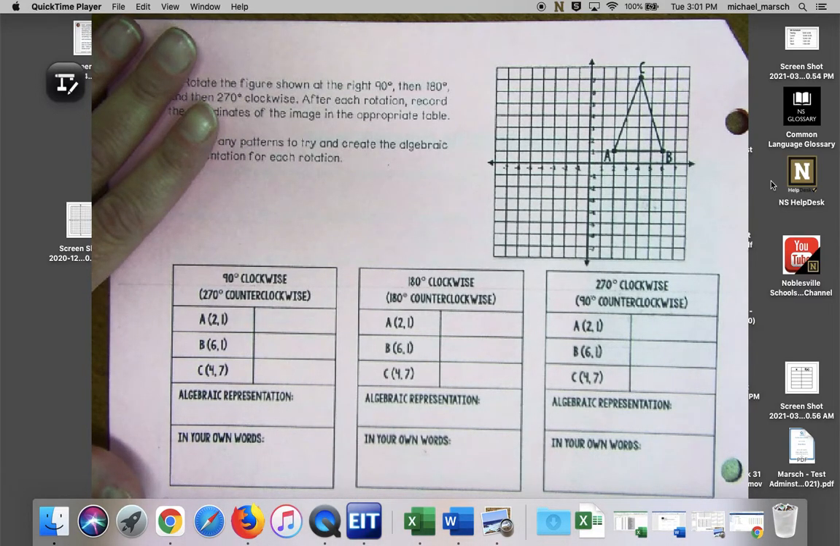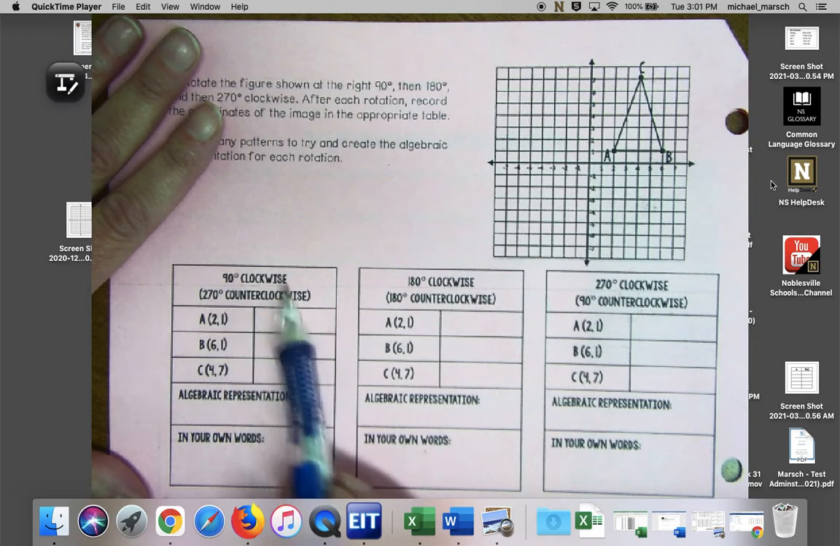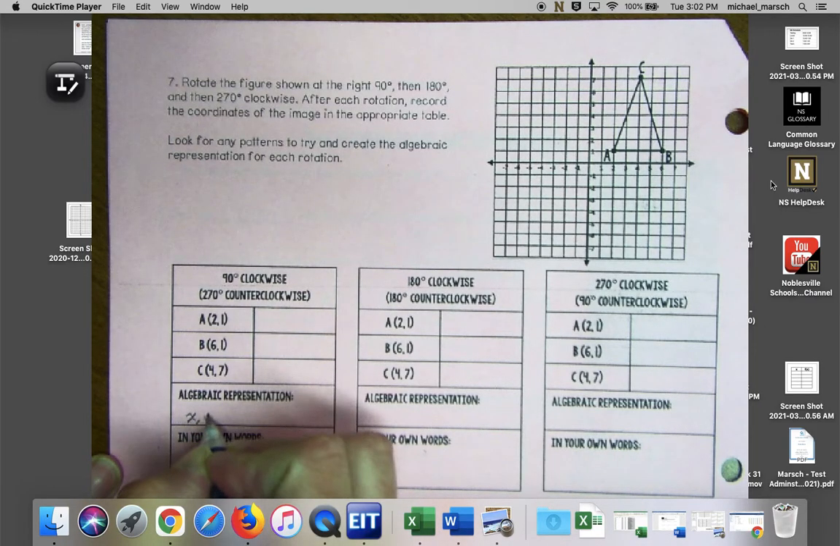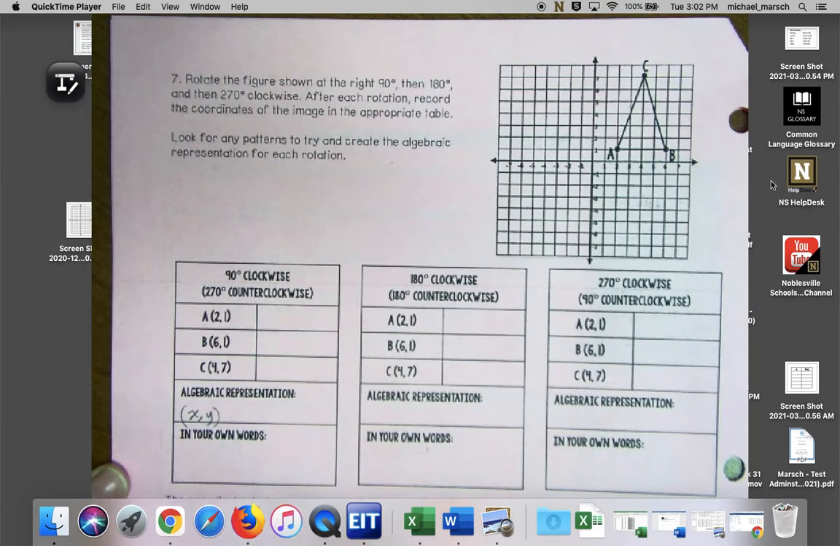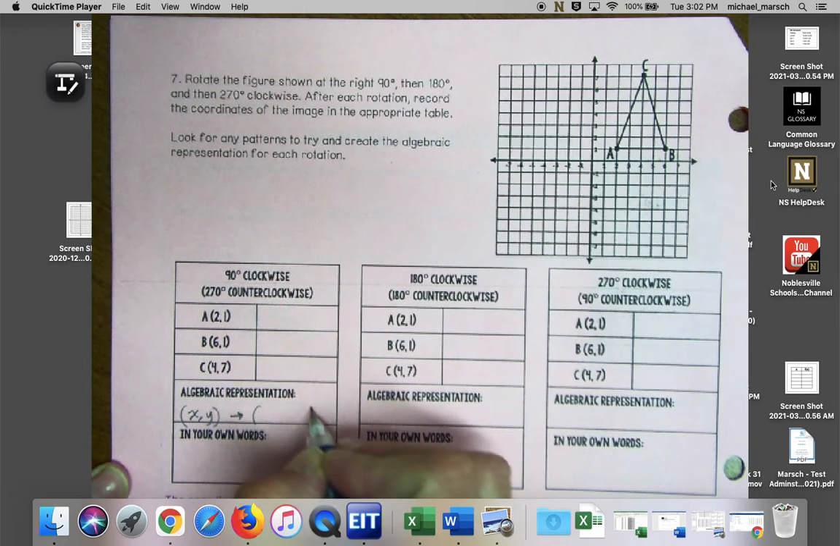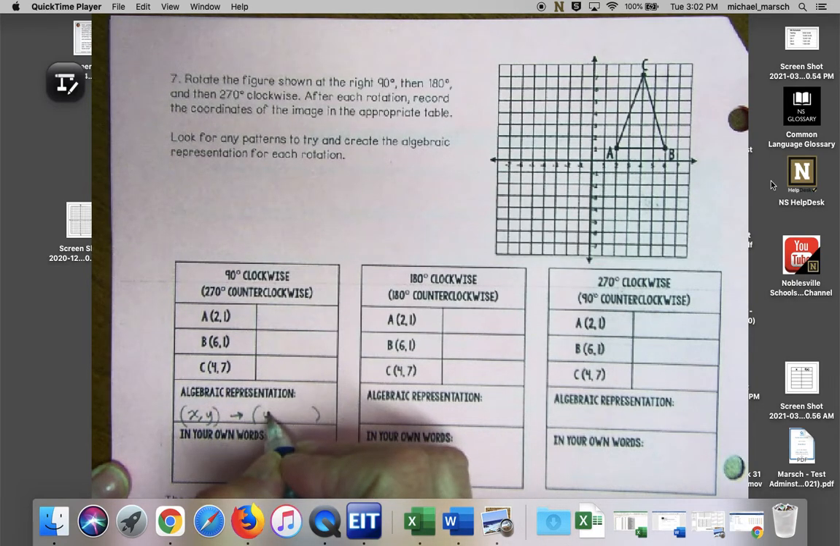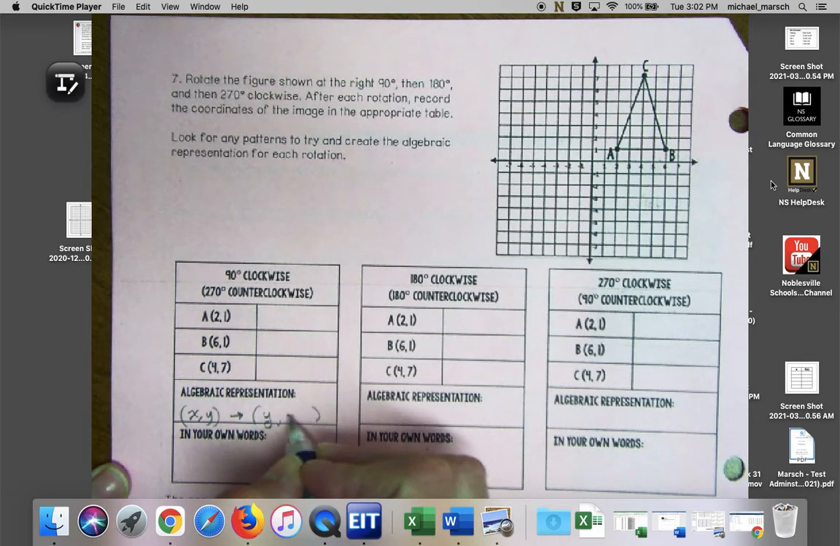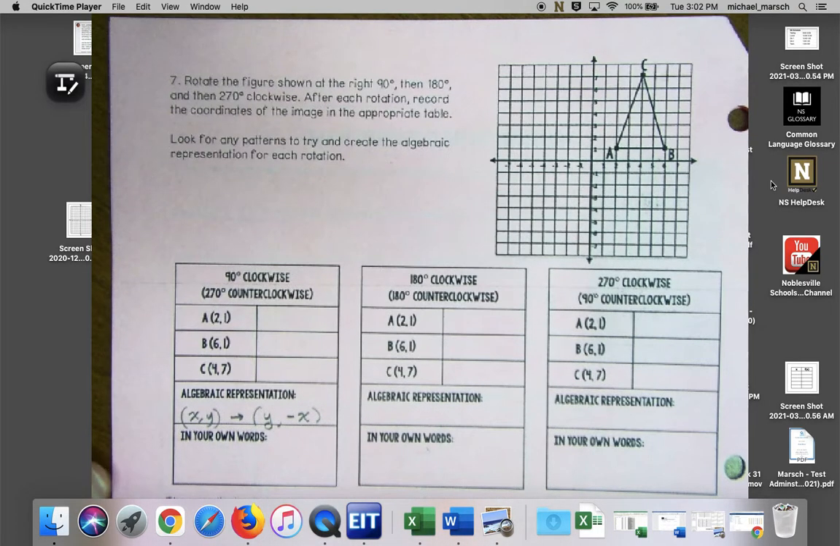Sound good? All right, so if I'm doing a 90 degrees clockwise rotation, if I start out with X and Y as my pre-image ordered pair, my image will end up where the Y value is now my X, and the X is now the Y and opposite. Okay, so I flip-flopped them, and then the X is now opposite.